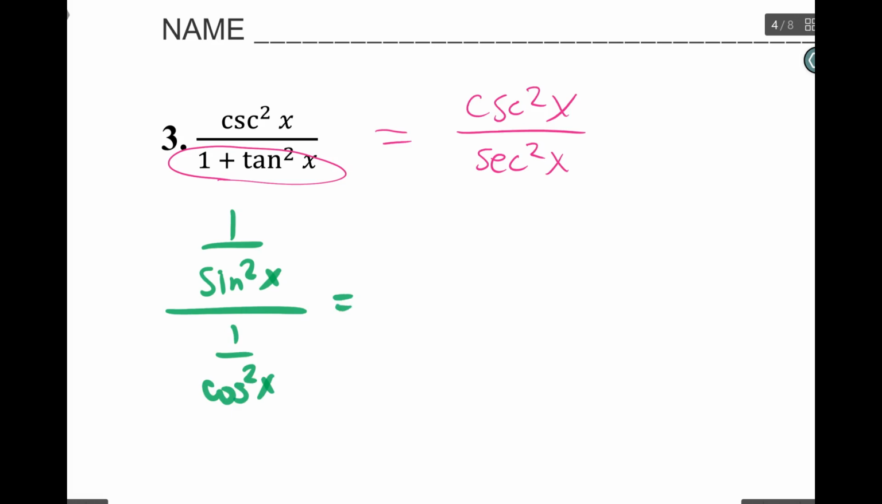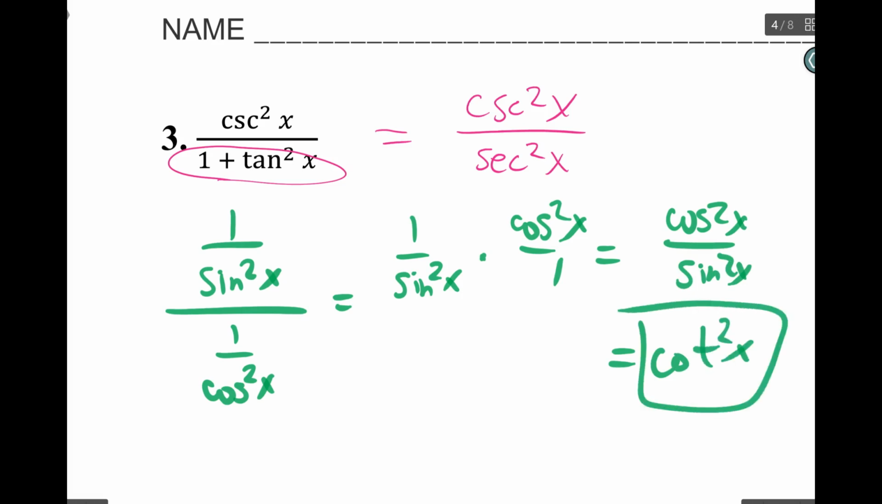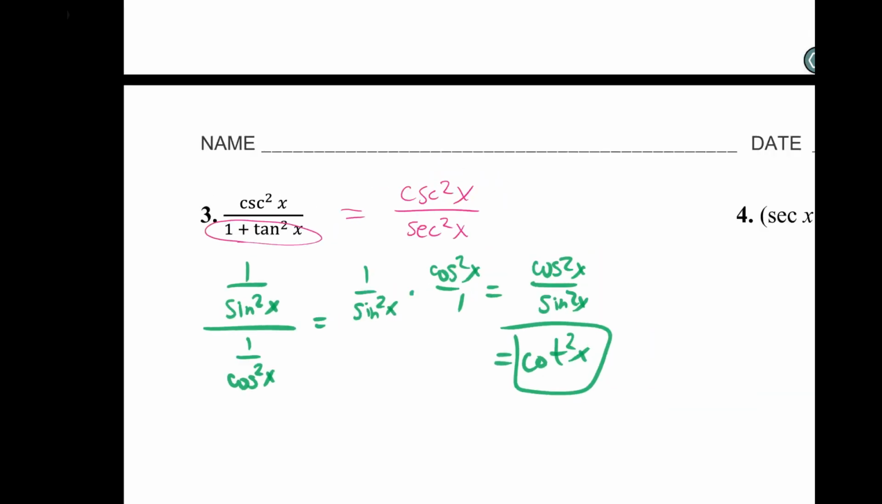So, dividing by a fraction is the same as multiplying by the reciprocal. Here I was dividing by 1 over cosine squared, so I'll be multiplying by the reciprocal, cosine squared x over 1. So wait, that's just cosine squared x over sine squared x, which you know is cotangent squared x. Cosine over sine is cotangent, so cosine squared over sine squared is cotangent squared. Awesome.